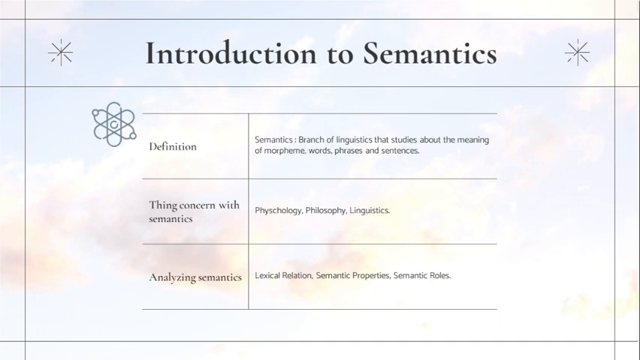Psychology is concerned with how individual humans retain, recall, or lose information, and philosophy is concerned with how we know any particular possible fact. And the last, linguistics is concerned with how the language works, what common knowledge they possess when they share the language. And the last, three ways in analyzing semantics: lexical relation, semantic properties, and semantic rules.